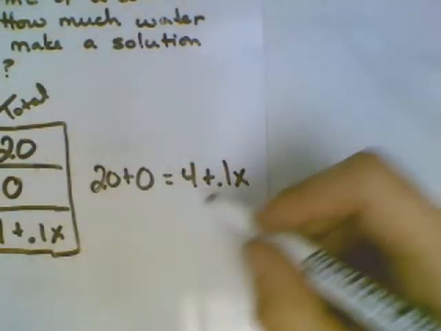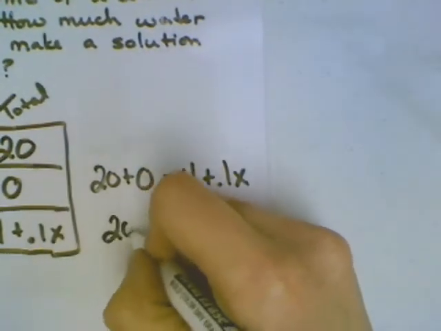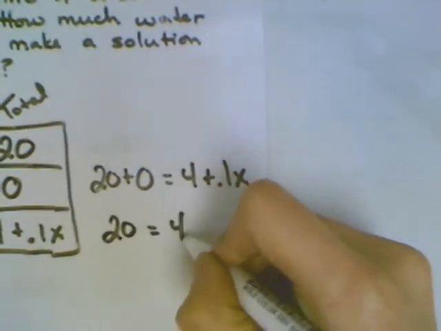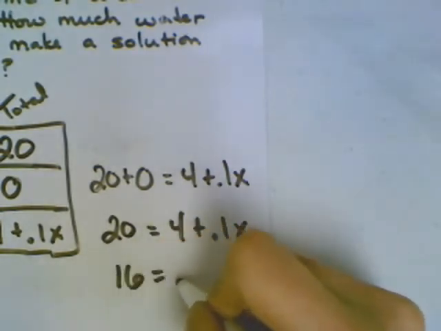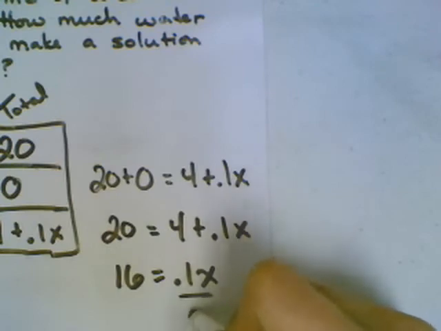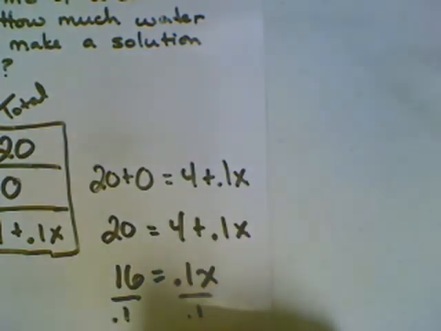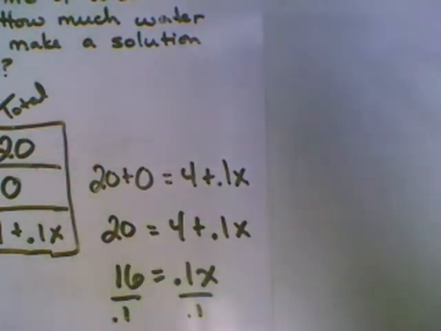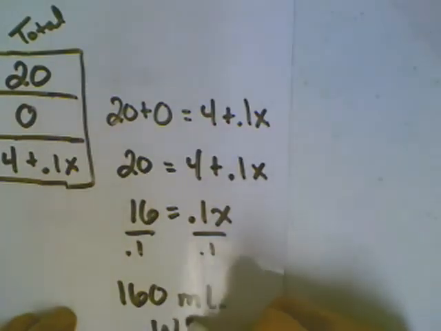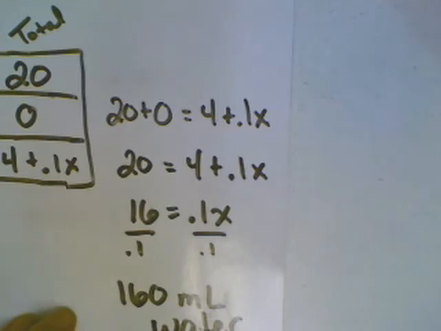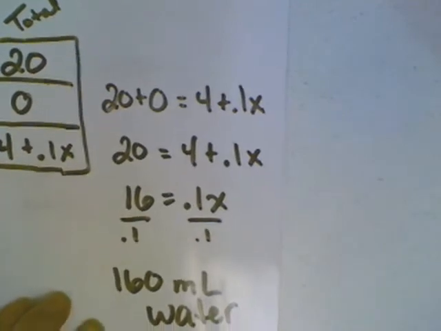Let's now finish the problem by solving. 20 plus 0 is just 20, equals 4 plus 0.1x. Subtract 4 from both sides. And now divide by 0.1. 16 divided by 0.1 is 160. That means there's 160 milliliters of water that must be added to create the new solution.